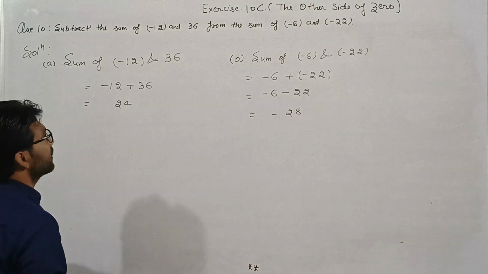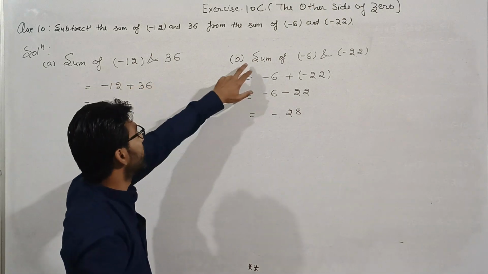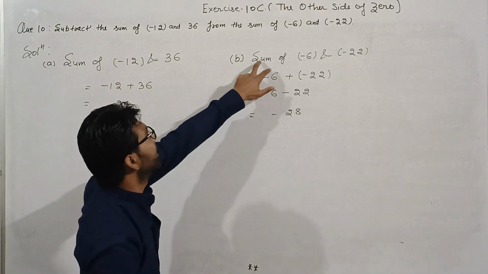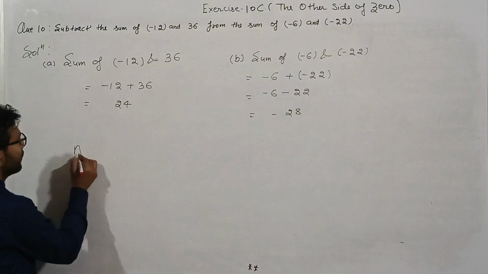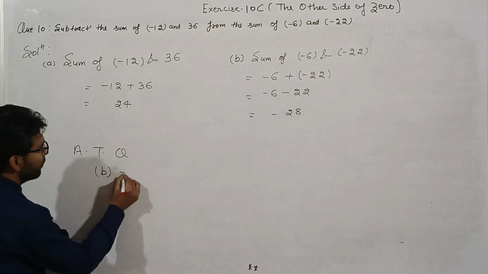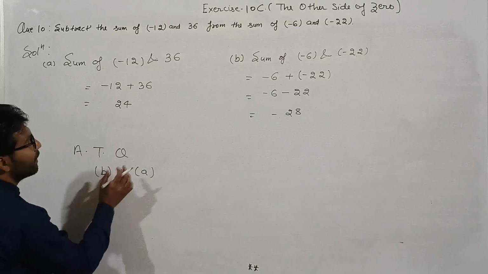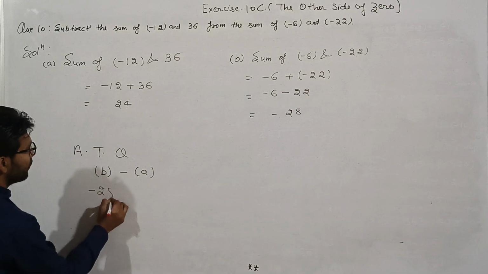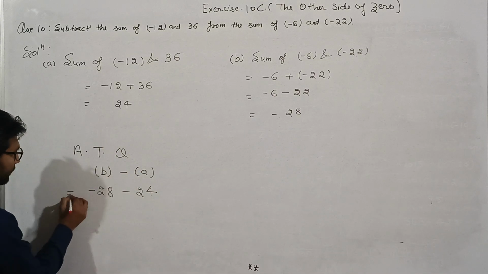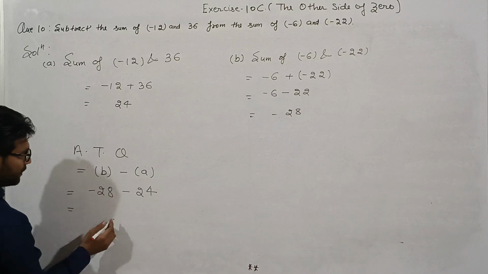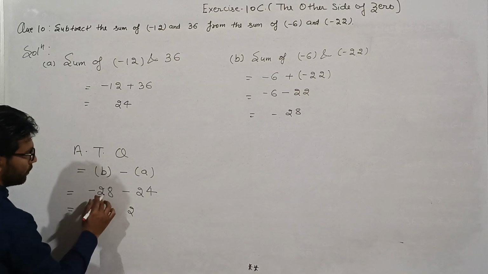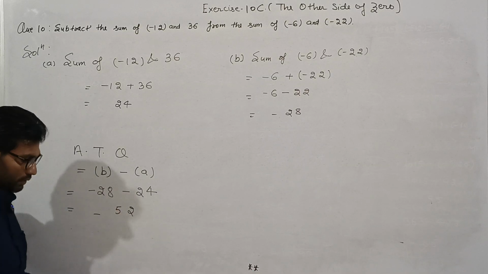Now the question says subtract this from this. In Hindi, हमें इसको subtract करना है इसमें से. According to the question, it is B minus A. Now put the value of B, minus 28, then negative, and the value of A is 24. Minus minus plus, but your answer is negative. 8 plus 4 is 12. 2 plus 2 is 4. 4 plus 1 is 5. So 52 is your answer.